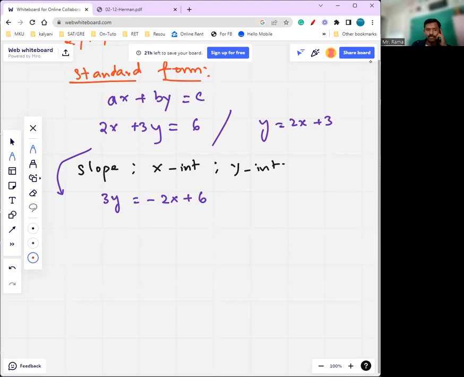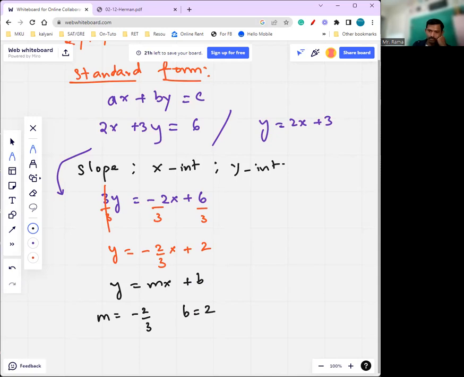Now, once we have that, I'll divide by 3. When you divide by 3, you divide by 3 here, and divide by 3 here, all across. Cross out, now y equals negative 2/3 x plus 2. Okay, now if I compare it to the slope intercept form we learned in the last class, y equals mx plus b, you guys put in the chat box, what is the slope? Yep, there we go. Your slope is negative 2/3, and the y-intercept is 2. Good. We got that.